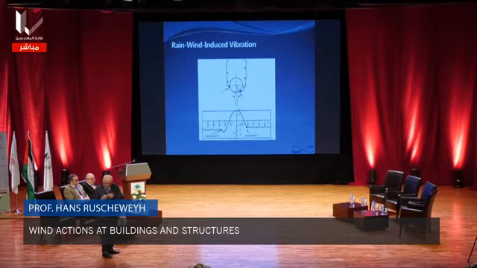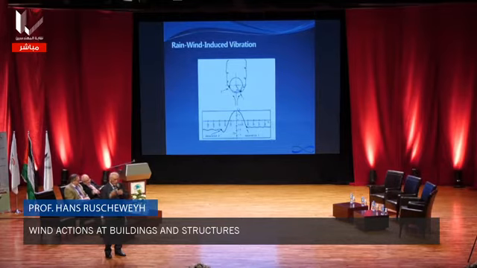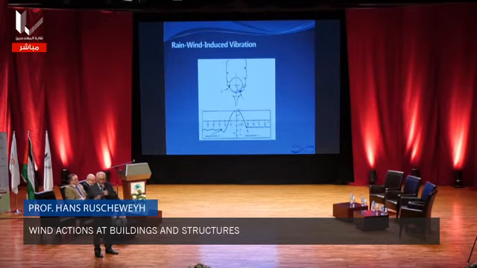And when it moves, then the rivulets are not stable. They move up and down, and cause exciting forces, mostly across, but not only across, also in wind direction. And this is a self-exciting vibration, very dangerous.